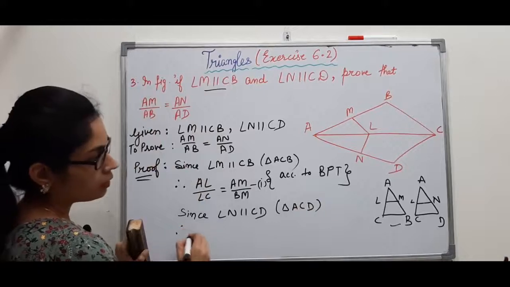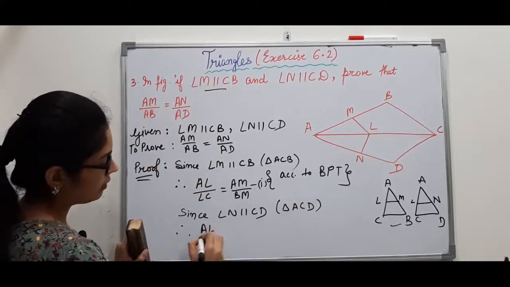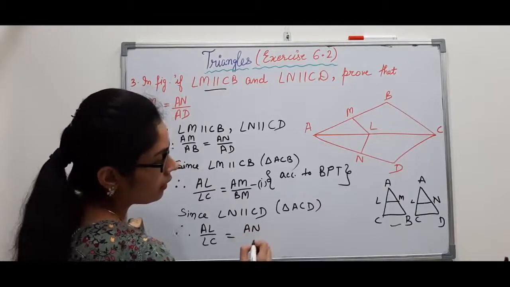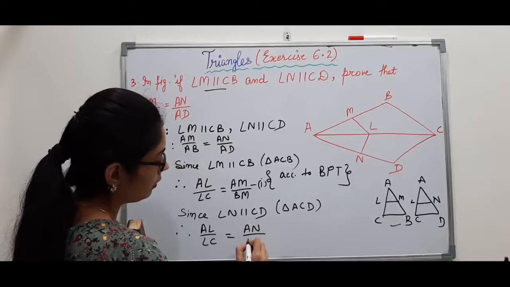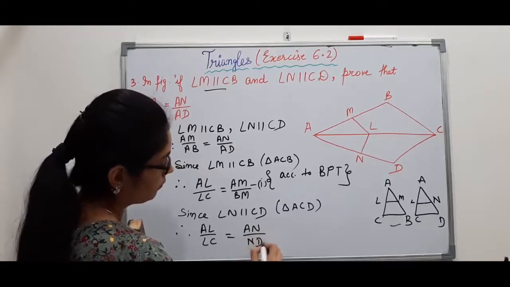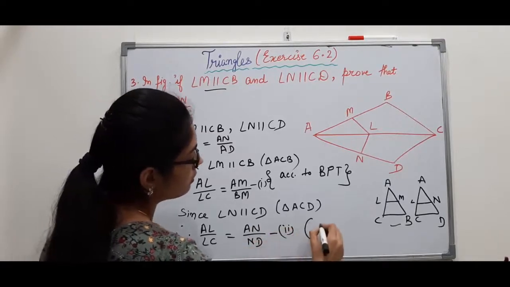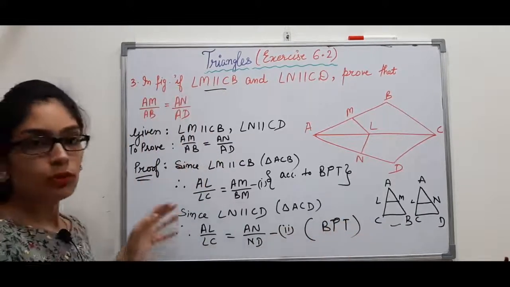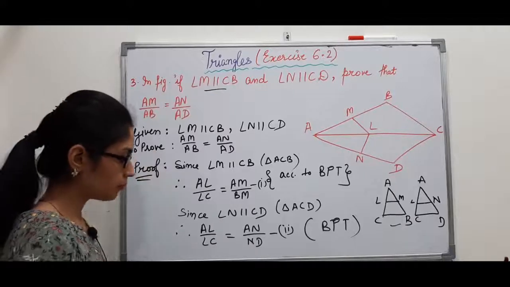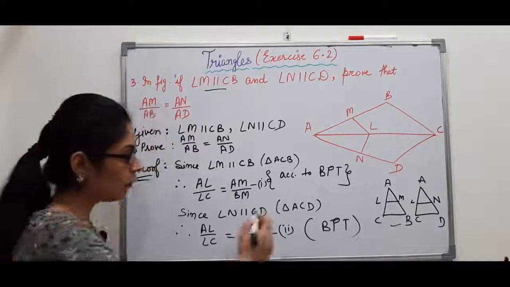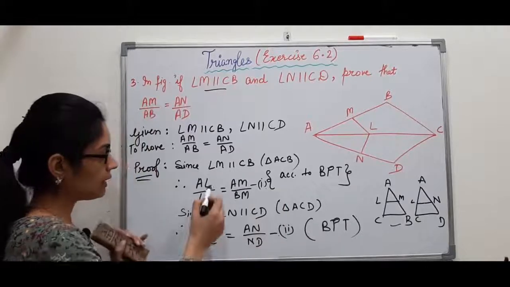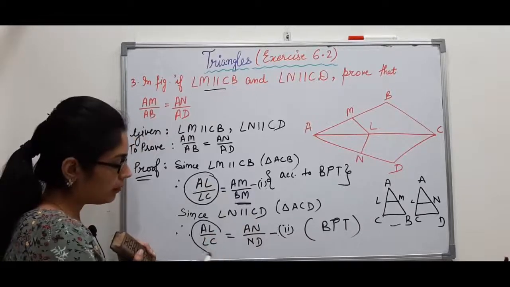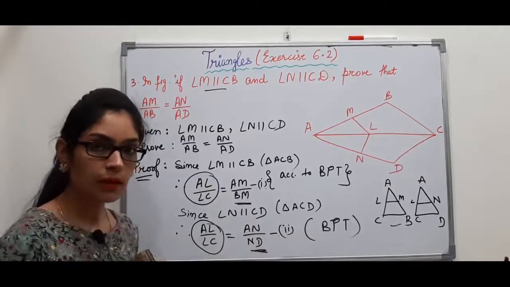So therefore AL upon LC is equal to AN upon DN, or ND, same thing. Mark it as the second point. This is also because of the basic proportionality theorem. So we have got 2 points. If you observe carefully point number 1 and point number 2, you can see AL upon LC is equal to this term, and AL upon LC is equal to this term also.